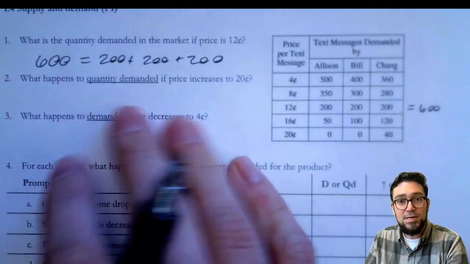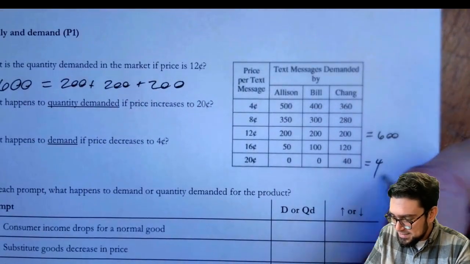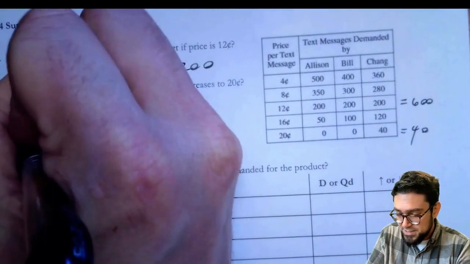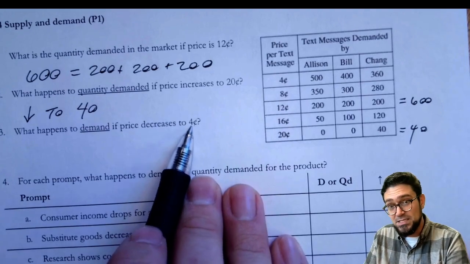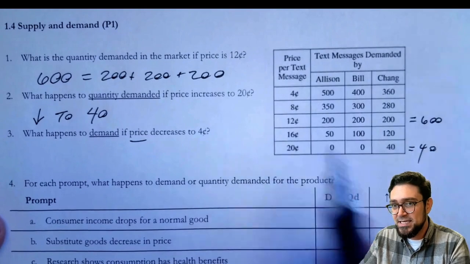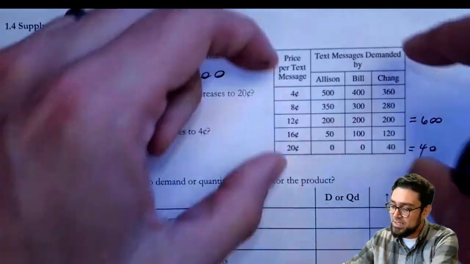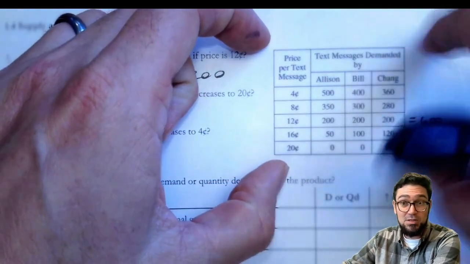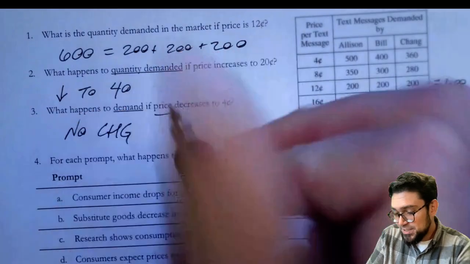What happens with quantity demanded if the price goes up to 20 cents? Well, at 20 cents, now they're only willing to buy 40, so it decreases down to 40. What happens to the demand if the price decreases to 4 cents, though? Again, the initial event here is the price changing. At 4 cents, the amount that people are willing and able to buy is different, but the relationship, that is to say this table, is exactly the same. So we would say no change, and that's going to be our key distinction here.